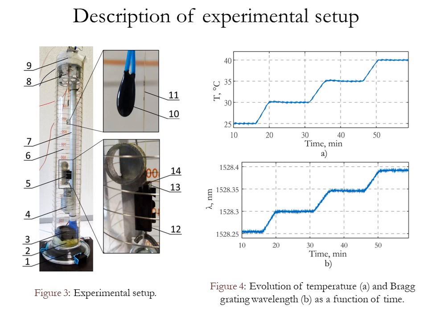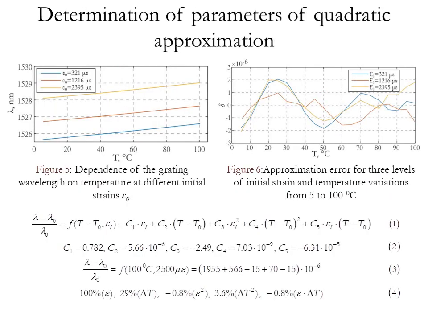A stepwise temperature loading from 5 to 100 degrees Celsius with a step of 5 degrees is performed for each load. An example of a stepwise change in temperature and the central wavelength of the grating is shown in Figure 4. The change of the grating wavelength with temperature at different values of elastic deformation is shown in Figure 5.